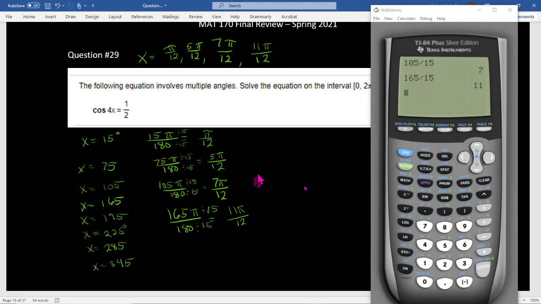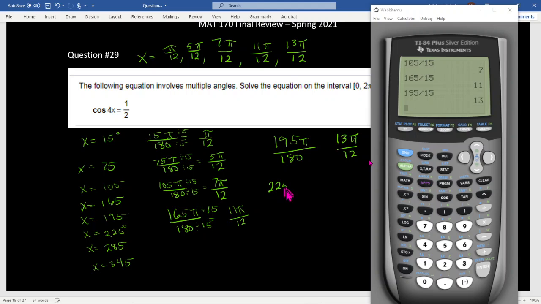Just let it happen. Now 195, and let's try 15, which should go into both. So 195 divided by 15, let's see what we get. We get 13. So we get 13 pi over 12. Again, yours might be a little different, but the process will work the same.